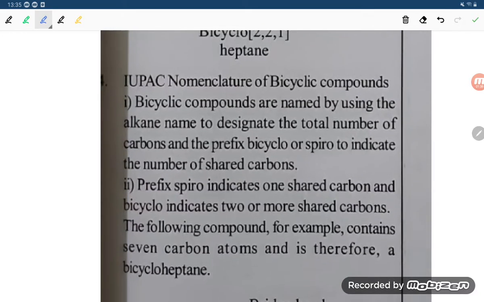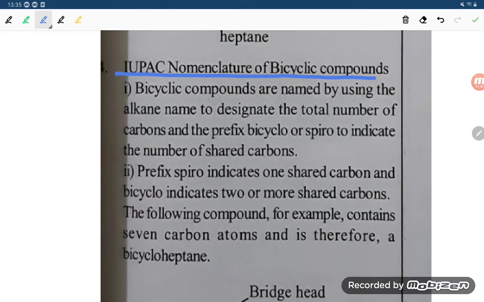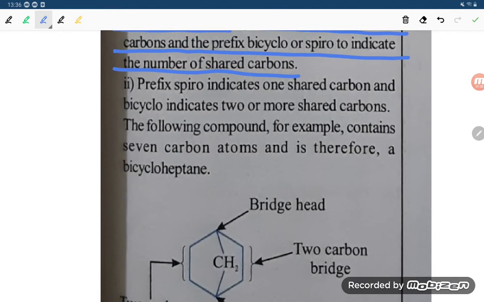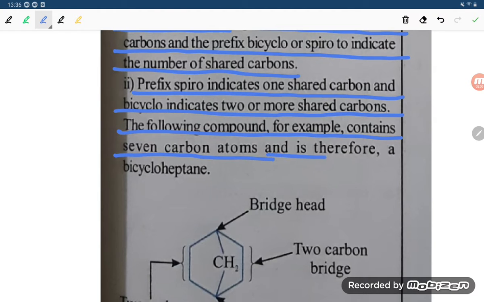Now, if you talk about IUPAC nomenclature of bicyclic compounds, first, bicyclic compounds are named by using the alkane name to designate the total number of carbons and the prefix bicyclo or spiro to indicate the number of shared carbons. Prefix spiro indicates one shared carbon and bicyclo indicates two or more shared carbons. The following compound, for example, contains 7 carbon atoms and is therefore a bicycloheptane.